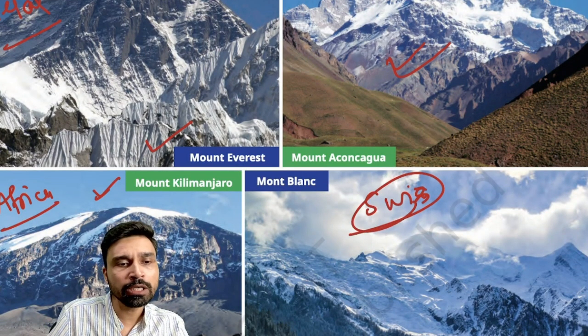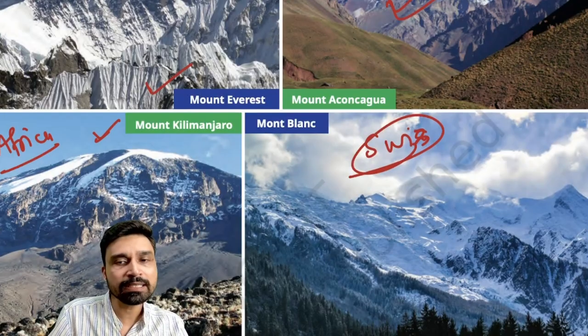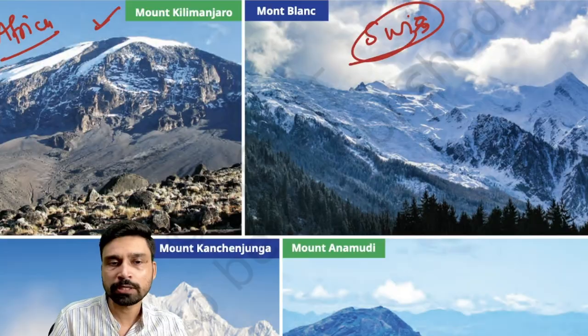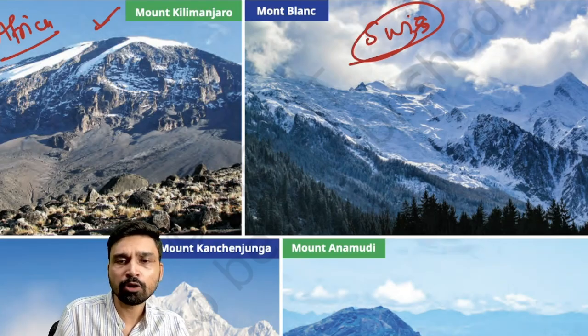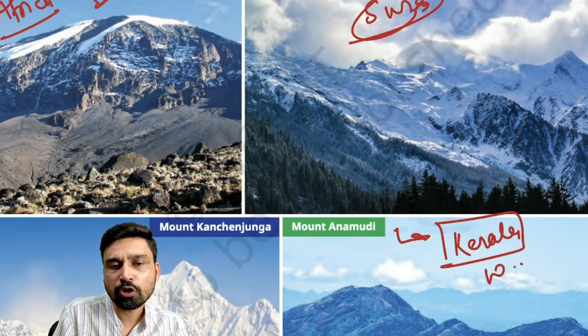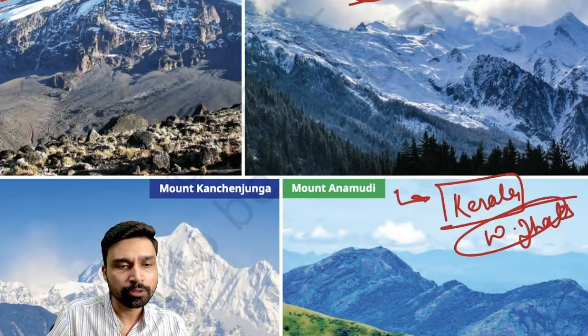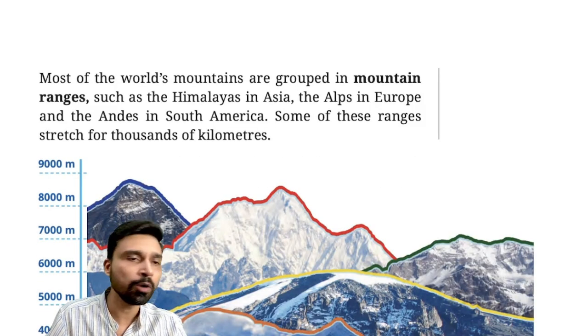Then you have Mount Kanchenjunga. Mount Kanchenjunga is the highest peak of the Himalayas in India, located in the state of Sikkim. And then also, Mount Anaimudi is given, which is located in the state of Kerala and is the highest peak of the Western Ghats range. This is the type of mountain range that we have on the western coast of India. So these are the pictures of 6 mountains in the world.